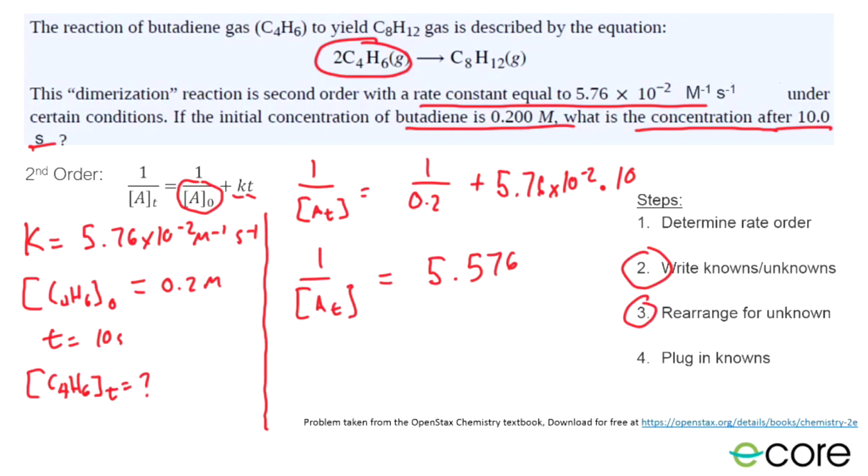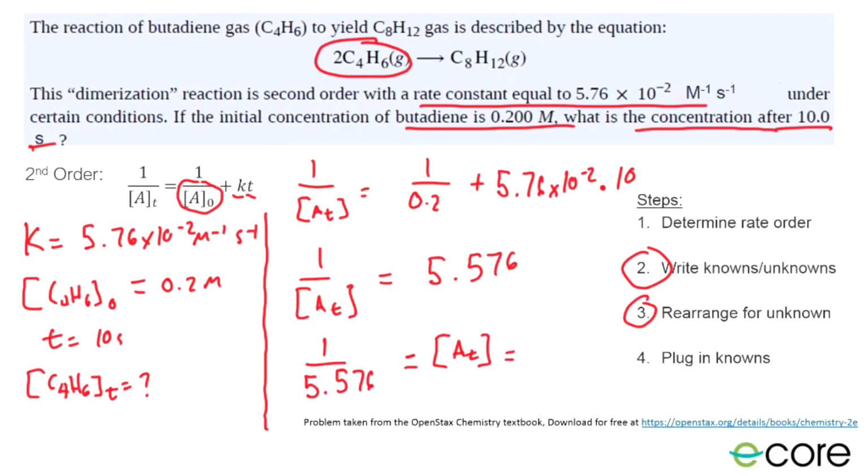Now, the last step here is to rearrange to solve for At. What that basically means is that I need to do 1 over this guy. So you can think about this in terms of doing algebra where you moved At up here by multiplying by At, and then you moved this down there by dividing by 5.576. Alternatively, you can just say, hey, I know that I need to take the reciprocal of this to get the concentration at time t. So 1 over 5.576 is going to be equal to At.